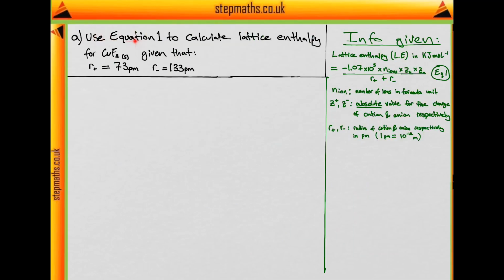Question A. Use equation 1 to calculate lattice enthalpy for CuF2, given that R plus equals 73 picometers and R minus equals 133 picometers. So CuF2 consists of a Cu2 plus and 2F minus, where here the number of ions equals 3, 1 plus 2. Z plus is the charge of the copper, that's 2, and Z minus is the charge of F minus, and that's 1, not minus 1, as here it states the absolute value for the charge.